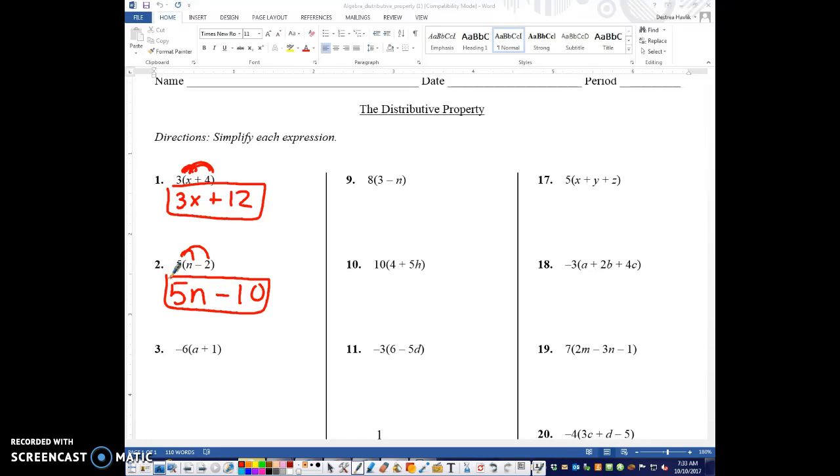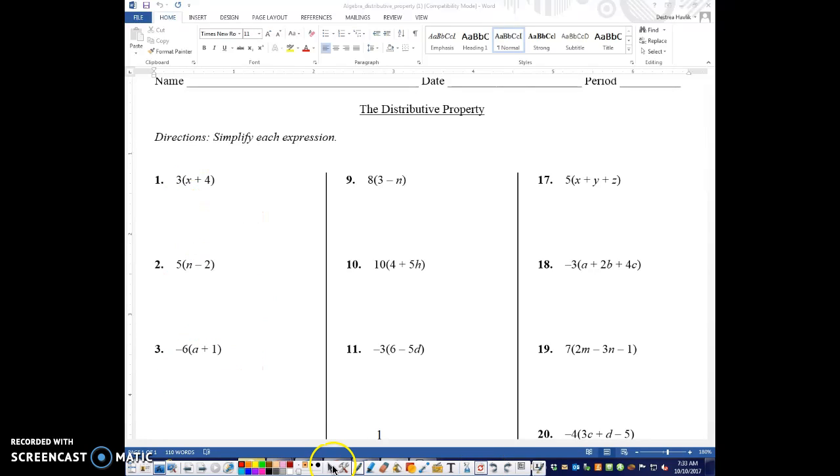Okay? So now let's look at number 3. What's negative 6 times a? Negative 6a. And then negative 6 times 1? Negative 6. So we put a minus 6. Okay? So now we're going to scroll down a little bit.